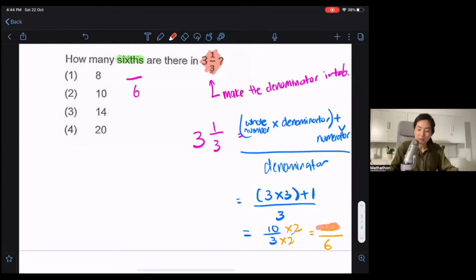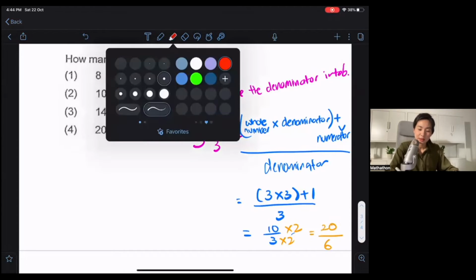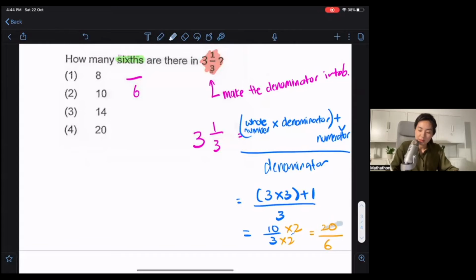The answer will just be, oh no, this color is bad. Okay, the answer will just be 20. It will just be whatever the number is in the numerator after you convert. Understand? So it will just be 20 as your final answer. PSLE and even prelim, major exams still like to test this. Make sure you know how to do this question.